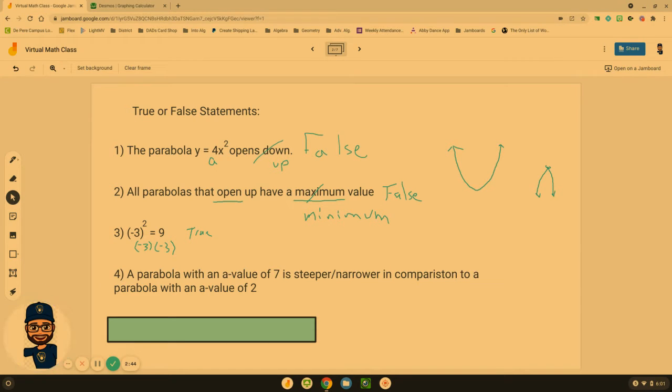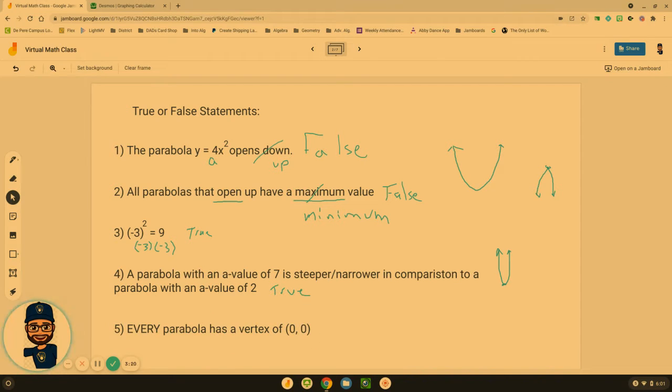True or false? A parabola with a value of 7 is steeper, or what we might call narrower, in comparison to a parabola with a value of 2. This is true. As the a value gets further away from 0, it's going to get steeper or narrower, right? If this is 0, it's going to start to grow really, really fast in both directions, the further that a value gets away from 0.